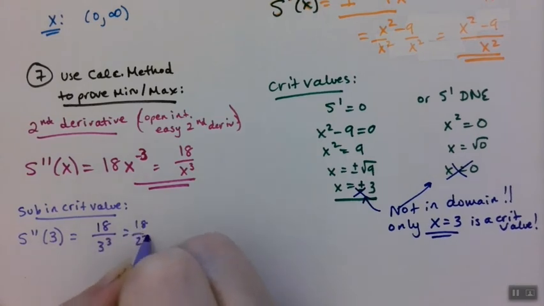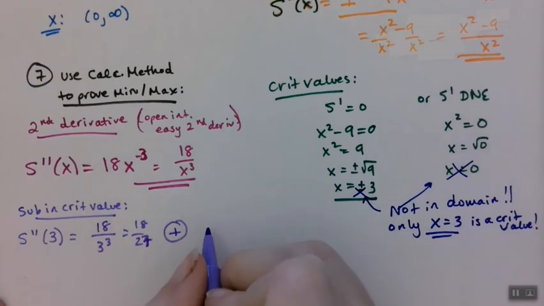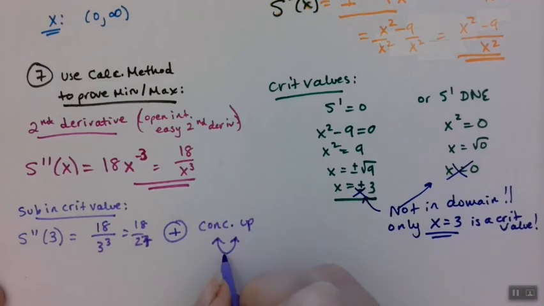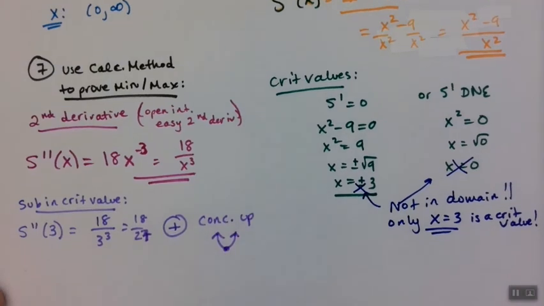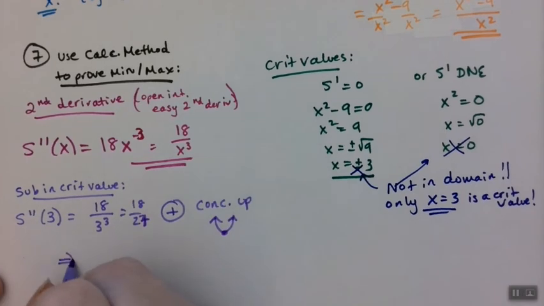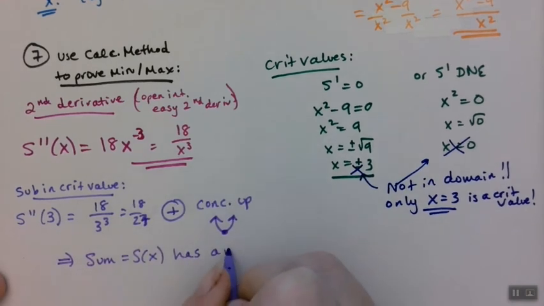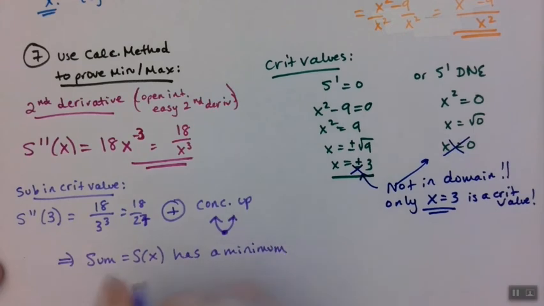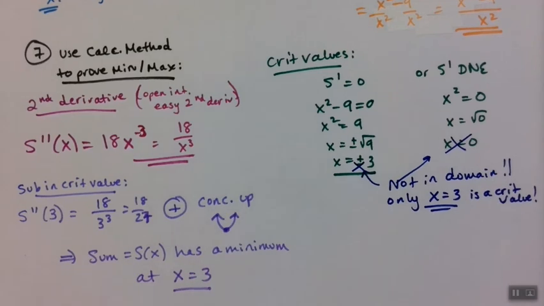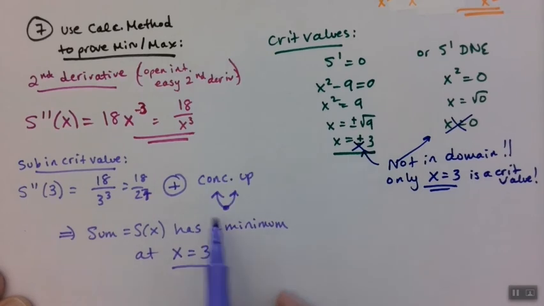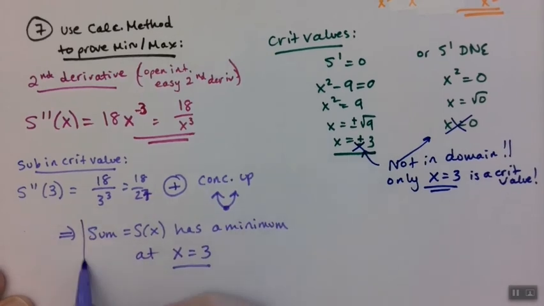And I don't really actually care what number it is. What I care is that it's positive. That means that the graph is concave up at that value. And that means that I have a minimum, right, because it's concave up. So that means that the function, the sum, which is S of x, has a minimum at x equals 3. Now, they didn't ask us what that minimum was. We've actually just proven that it did. So x equals 3 is a minimum right there.